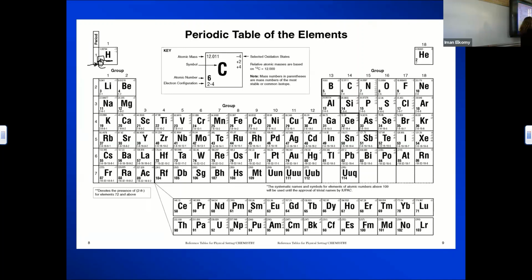Okay? So if I look at, say, sodium. Look at my electron configuration of sodium right here. It says 2-8-1.